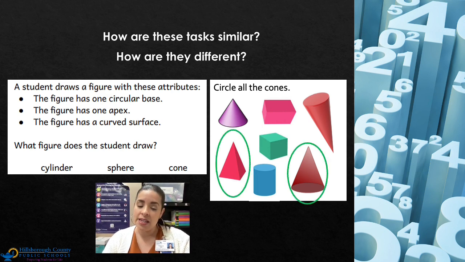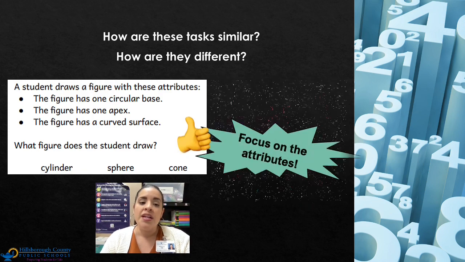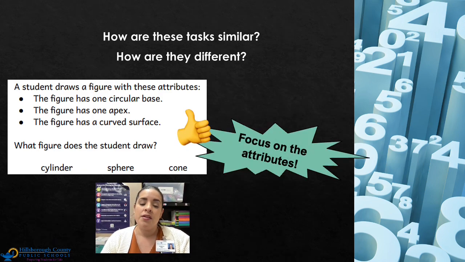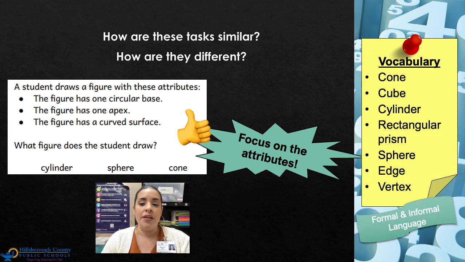Now, what if a student does this? This student probably doesn't have a strong understanding of the attributes, and they're just used to seeing cones that have a point at the top. So instead of picking all the cones, they first picked the pyramid and the cone and were confused. So what we want to make sure we do is focus on the attributes. We want students to be using the vocabulary, and they can use formal and informal language, but we want them to focus on identifying figures based on the attributes.